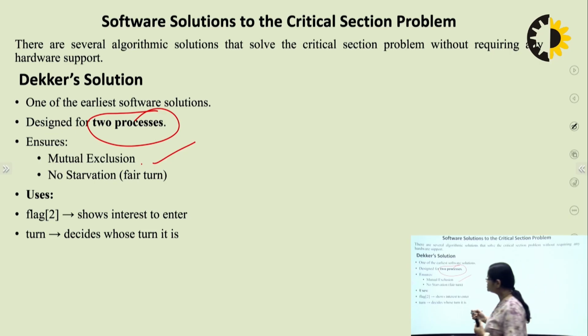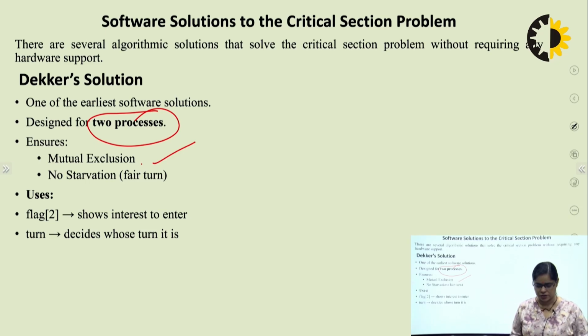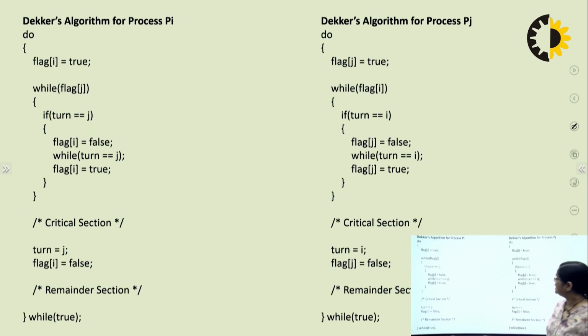Now, what does turn mean? Turn here decides which process will go inside the critical section. So we are using these two variables for the Dekker solution, right? Now here you see, many students get afraid of this code, but it is a very simple code. Let me explain in very simple language. When we are discussing Dekker's algorithm, it means we are discussing two processes.